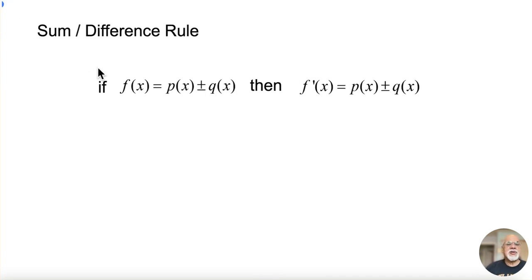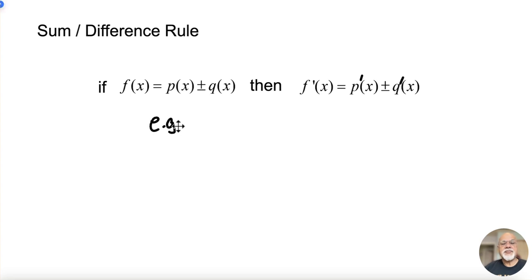Next one, the sum and difference rule. If a function is the sum or difference of two functions, then the derivative is the sum and difference of the individual derivatives. These should have been primed here.